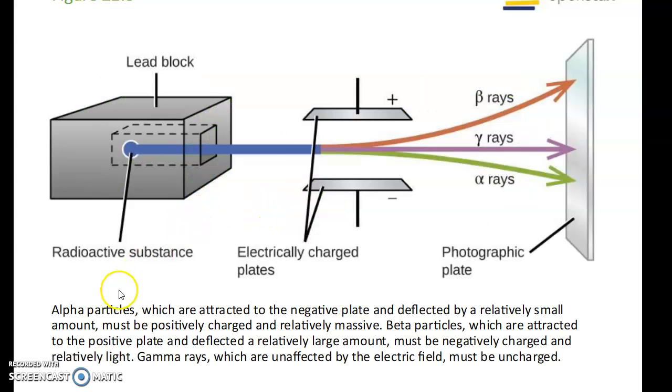Now, alpha particles are attracted to the negative plate. Okay, this one down here. So alpha would be going down here. The beta particles, because they're negatively charged, will be attracted towards the positive plate. So in this photographic plate, you've got the beta rays that will appear up this way, alpha rays down here, and the gamma rays will go straight through. Okay, they're unaffected by the electric field. They're uncharged.